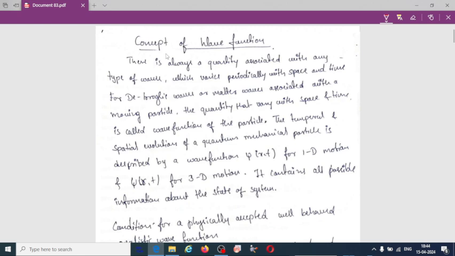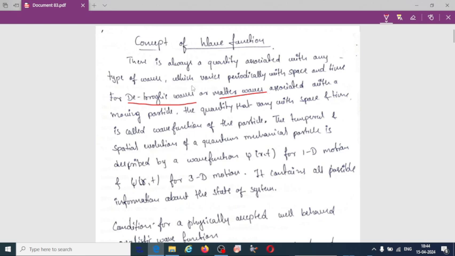Let us discuss the wave function. It is used to find the particle position. As we have in classical mechanics, a particle behaves like a particle and a wave behaves like a wave. But in quantum mechanics, a wave behaves like a particle and a particle behaves like a wave. That is according to de Broglie. We call them matter waves.